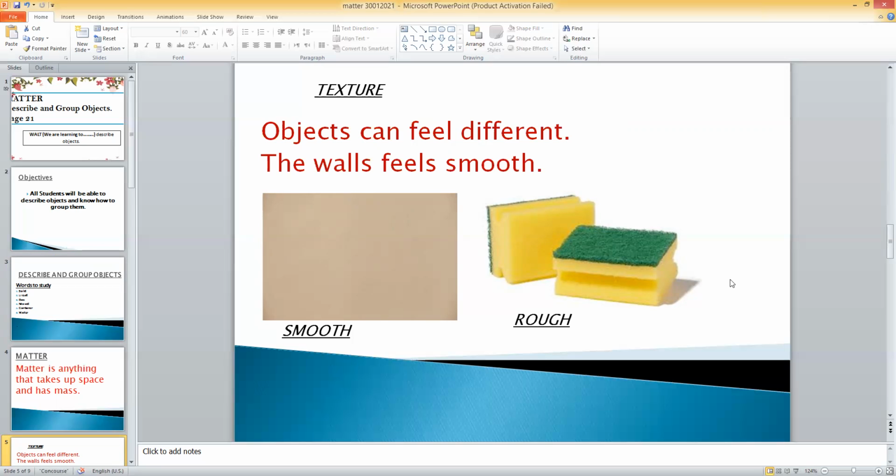When you touch some objects, they are smooth. Let's use a sponge as a case study. When you touch a sponge, how does it feel? It's rough. But when you touch the surface of a table, it's smooth. When you touch the back of a book, it's smooth. Good. So objects can be smooth or rough. I know you love that.